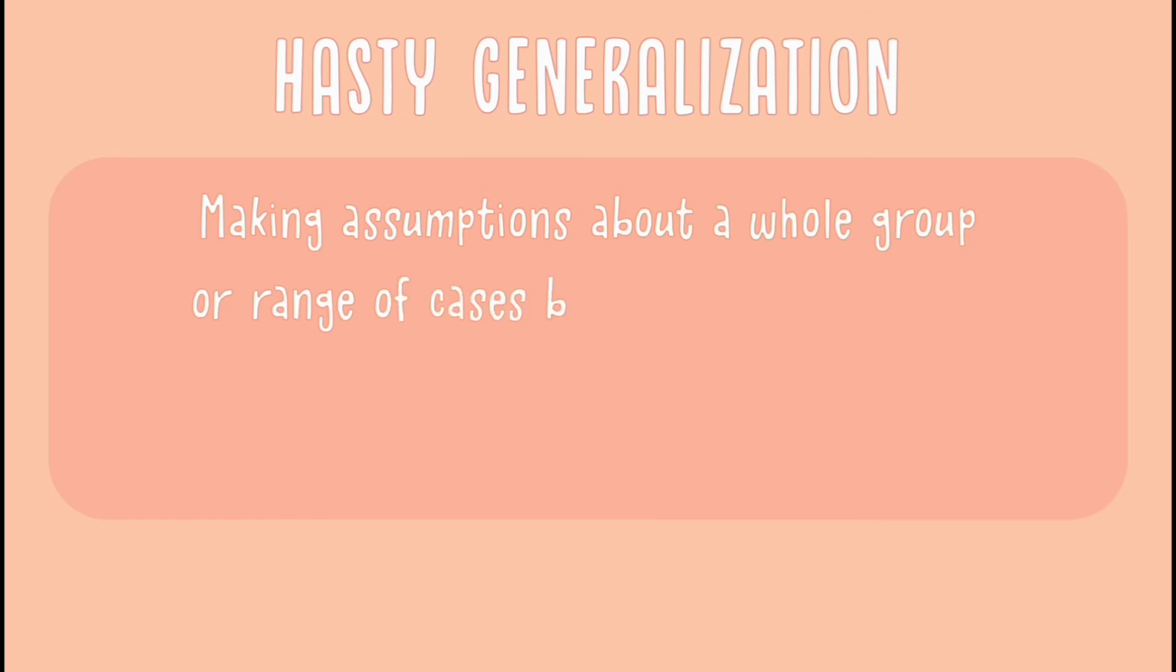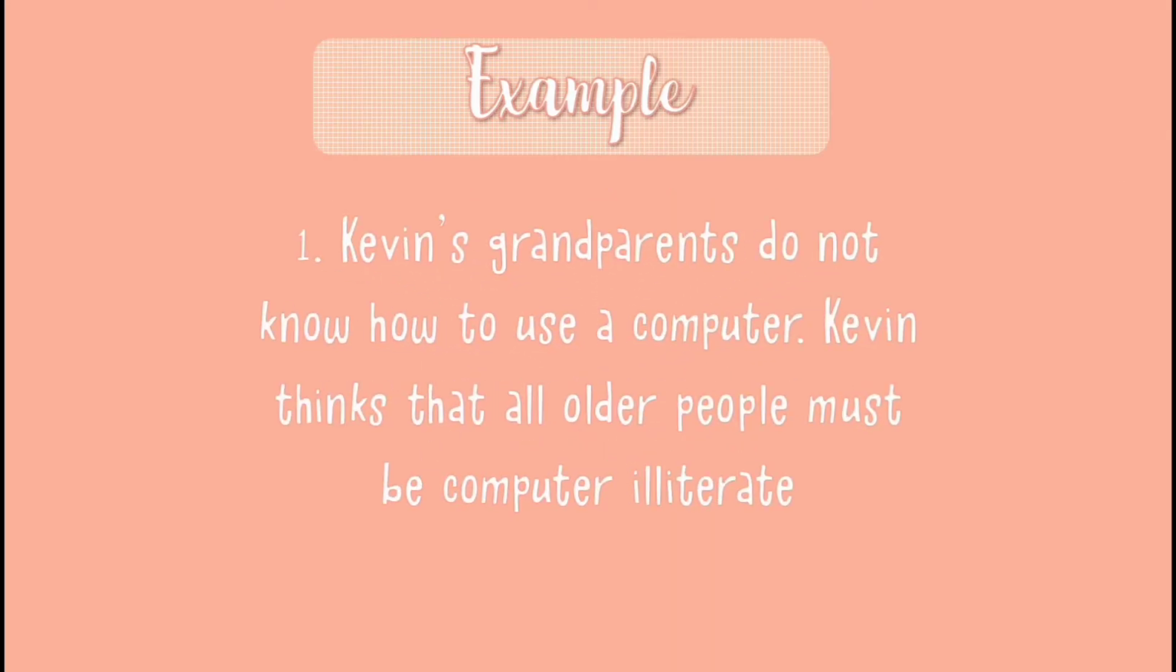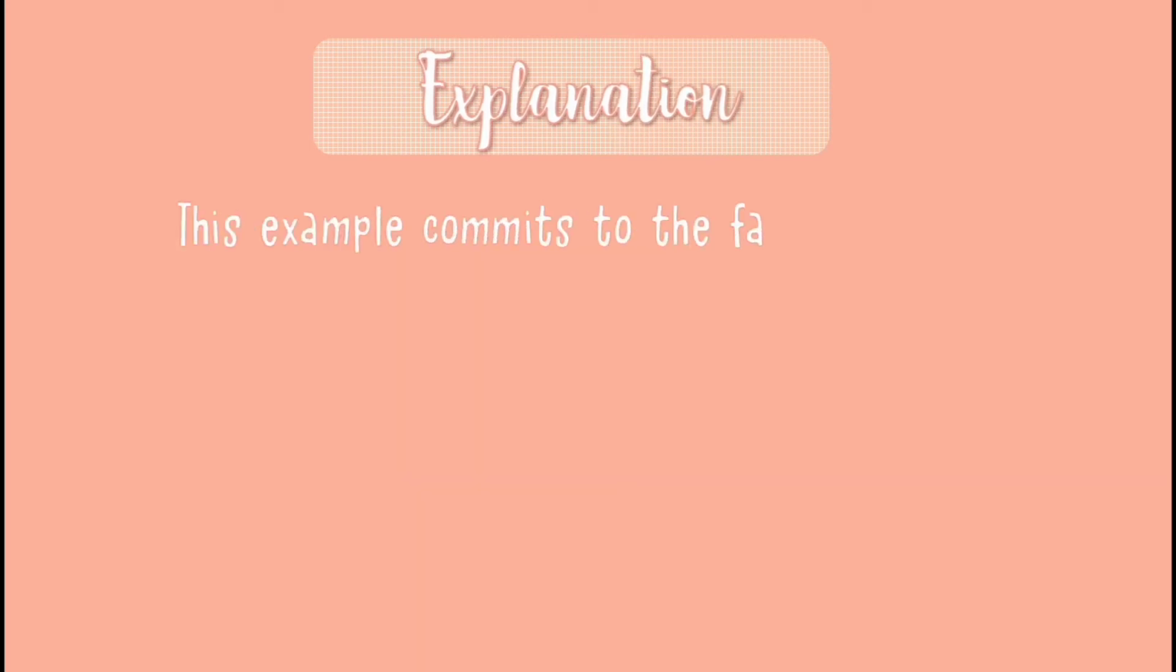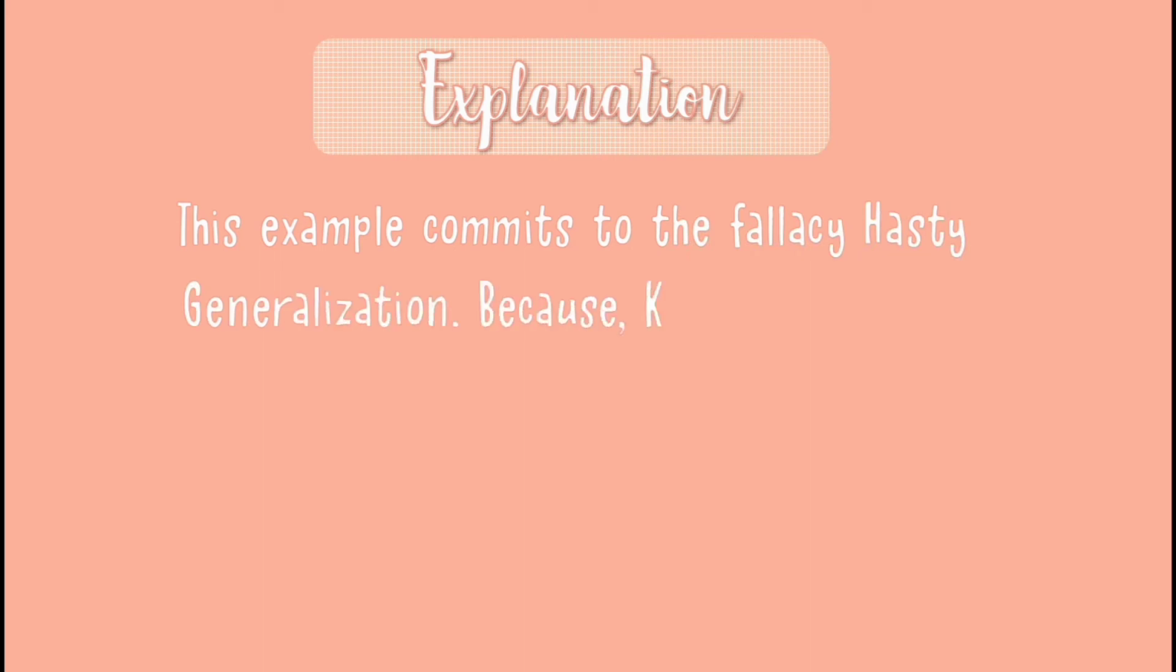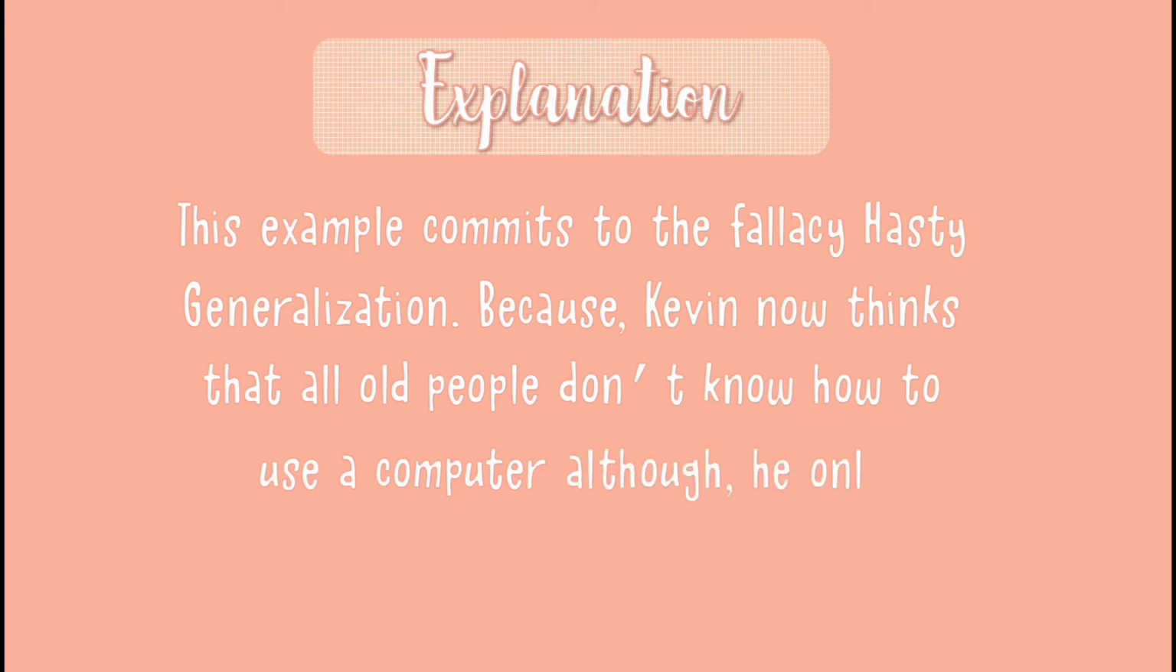Hasty generalization. Hasty generalization is making assumptions about a whole group or range of cases based on a sample that is inadequate, usually because it is atypical or too small. An example of this is Kevin's grandparents do not know how to use a computer. Kevin thinks that all older people must be computer illiterate. This example commits the fallacy of hasty generalization because Kevin now thinks that all old people don't know how to use a computer, although he only experienced this with his grandparents.